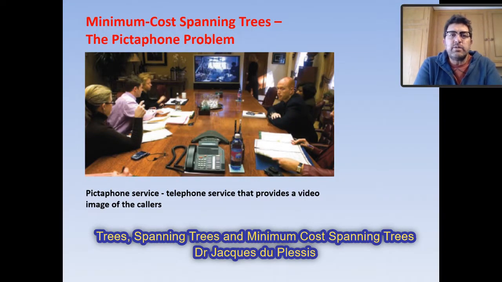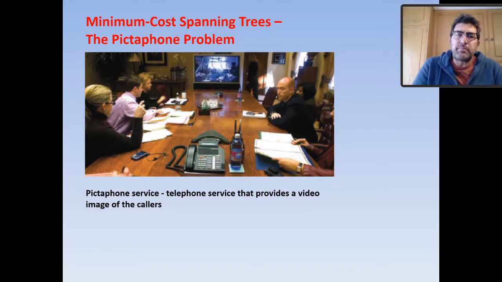Okay, we're going to look at minimum cost spanning trees by looking at three algorithms that help us to determine spanning trees, shortest path algorithms. That is our focus in this session. The minimum cost spanning trees started with a pictophone problem.